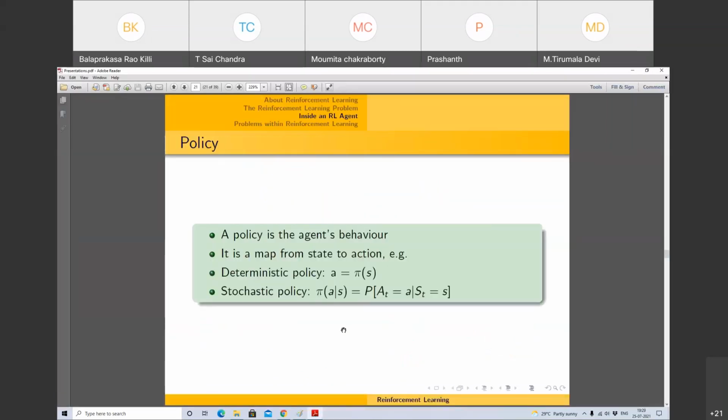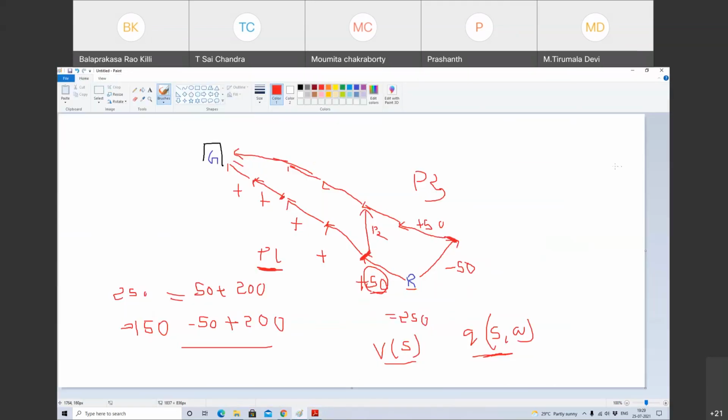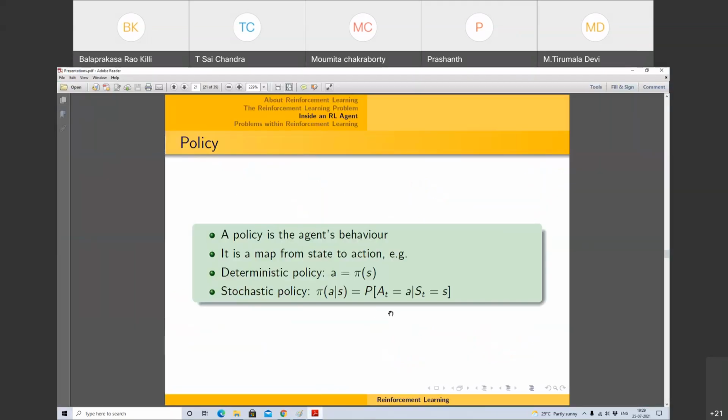What is a stochastic policy? In a stochastic policy, you will have probabilities. What are the probabilities? Suppose you are in some state, you have multiple possible actions, A1, A2. Here also you have actions, left or right. But there we take the action with probability 1. Here, the policy will tell you to take action A1 with probability 0.5 or 0.6, and take action A2 with probability 0.4. These are called stochastic policies, meaning probabilities are involved.